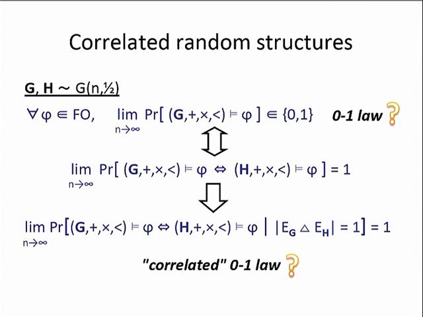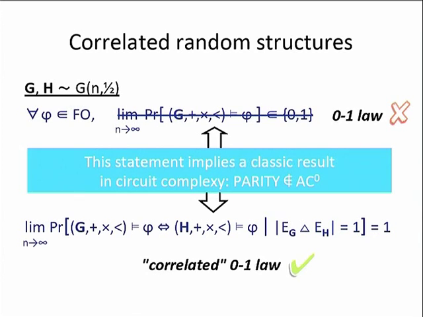Well, we already saw that the 0-1 law fails if you have a linear order, because you can talk about whether there is an edge between the first and second elements in the graph. But the amazing fact is that this correlated 0-1 law turns out to hold even if you have arithmetic in the background. In fact, this correlated 0-1 law for random graphs with plus and times is kind of hiding a statement about circuit complexity, and it directly implies that parity is not in AC0.